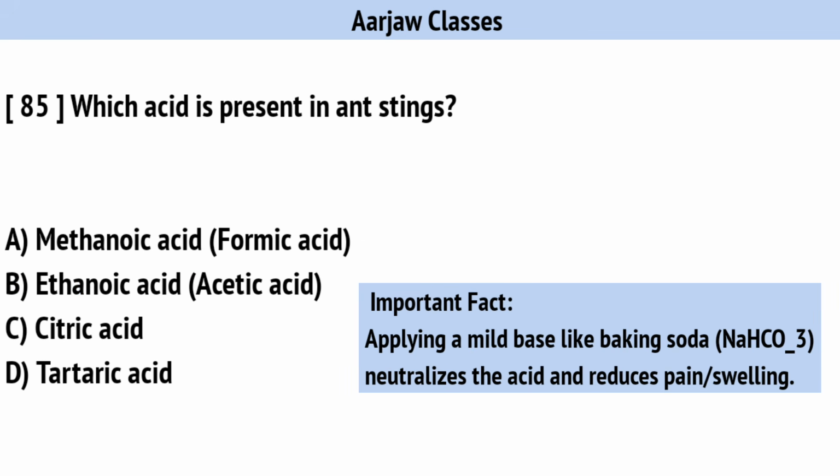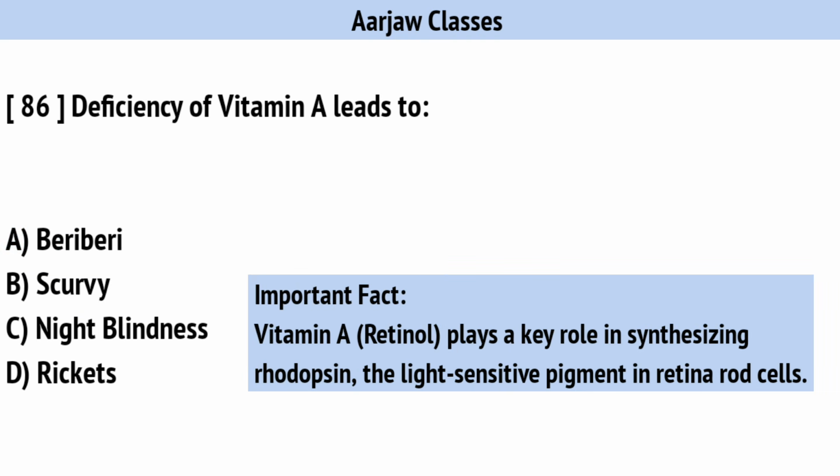Which acid is present in ant stings? Right option is A, methanoic acid. Deficiency of vitamin A leads to? Correct option is C, night blindness.